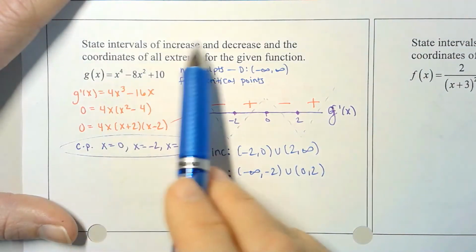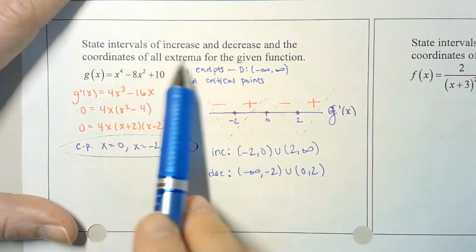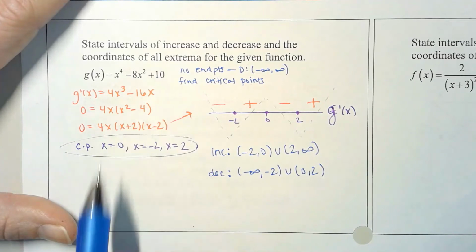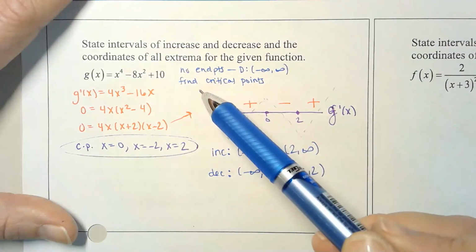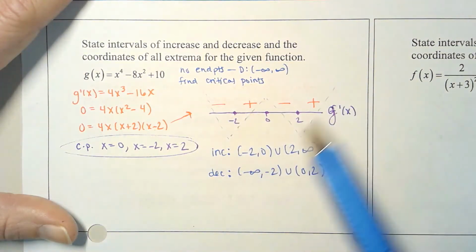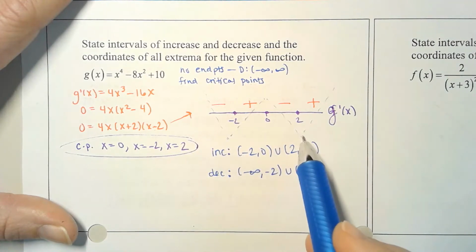So I did the intervals of increase and decrease. And now we want to talk about extrema. Extrema meaning maxes and mins. Well, look at this. My graph is going down, then up, then down, then up. Isn't this a minimum? Isn't this a minimum?